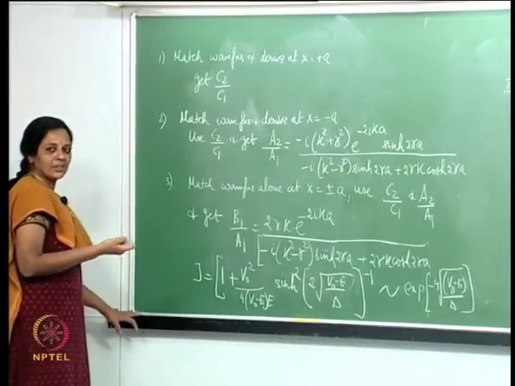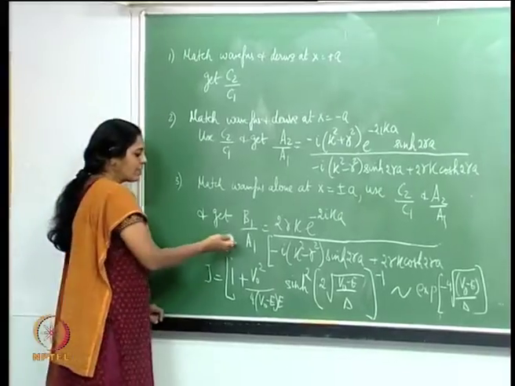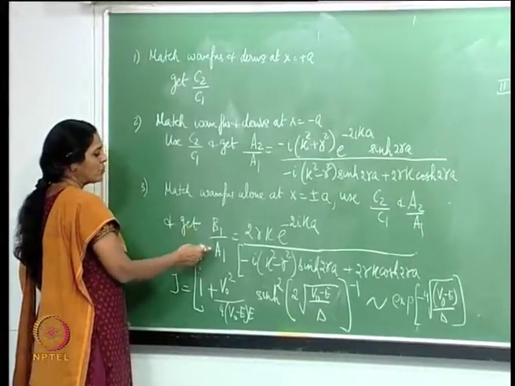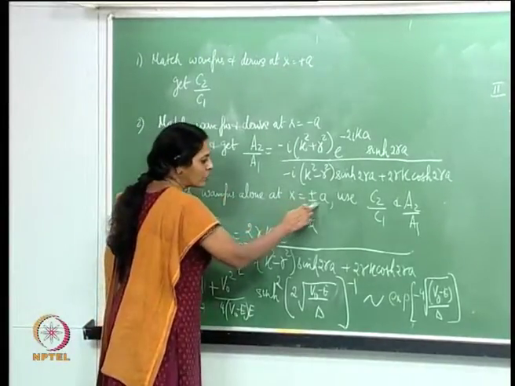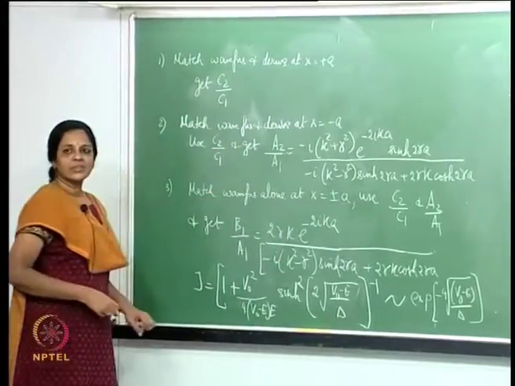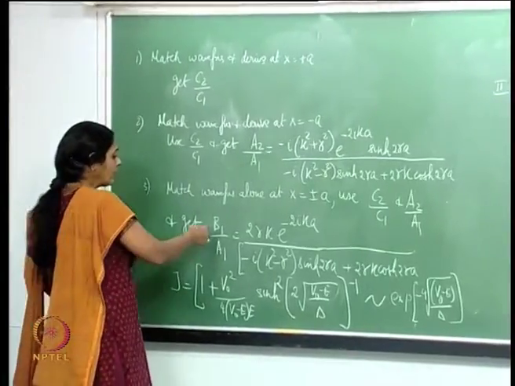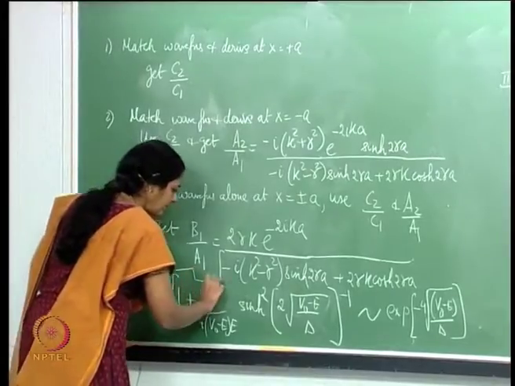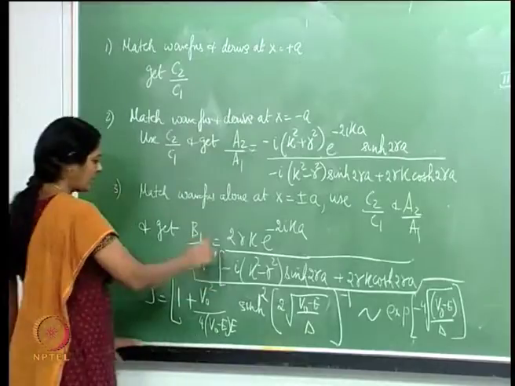A1 e to the ikx was the incoming wave, and therefore, if you want to find B1 by A1, you match the wave functions again at x equals plus minus a using these as inputs, C2 by C1 and A2 by A1. That would give you this expression for B1 by A1, this expression here.